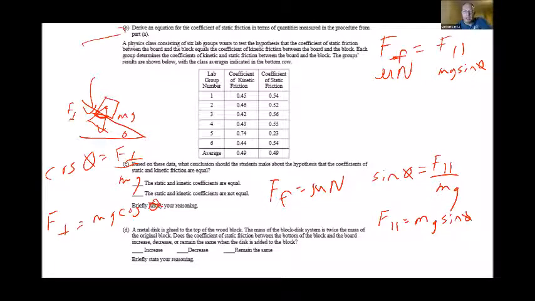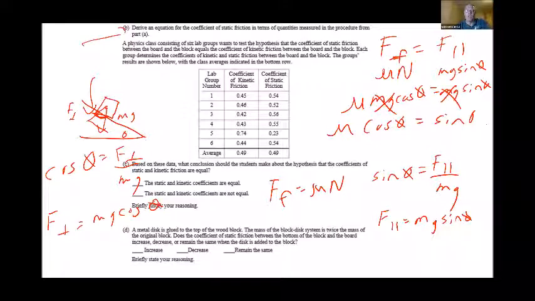So I'm going to go back up to this equation where I have F_f is mu n. Now, for n, I'm going to plug in mg cosine theta. Notice that I've got mg on both sides of the equation. Those can cancel. So now I have mu cosine theta equals sine theta. I'm going to divide both sides by the cosine of theta to get mu equals sine theta over cosine theta.